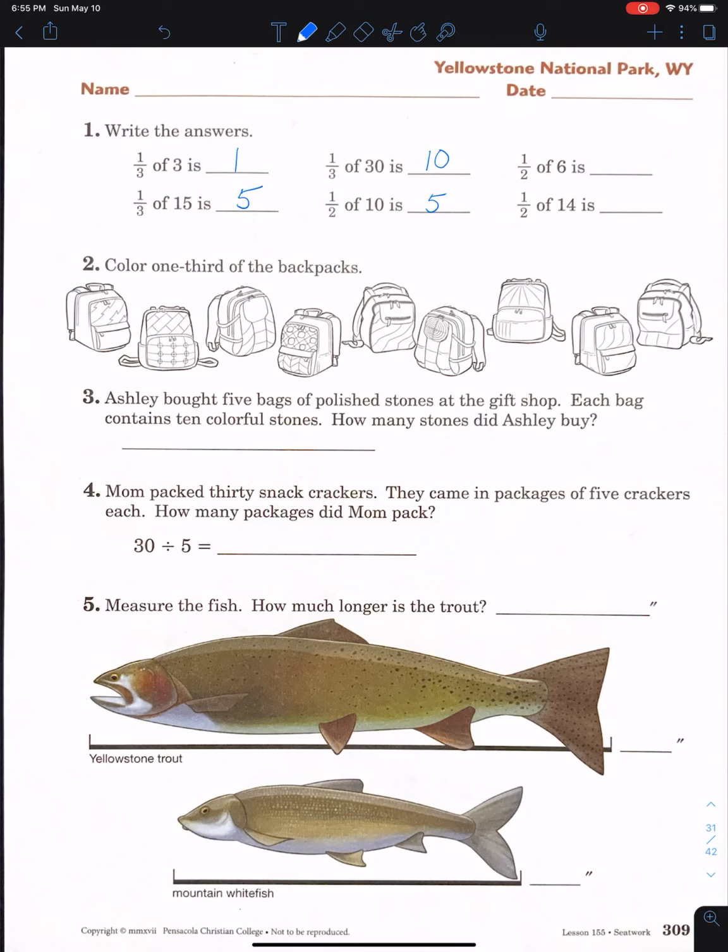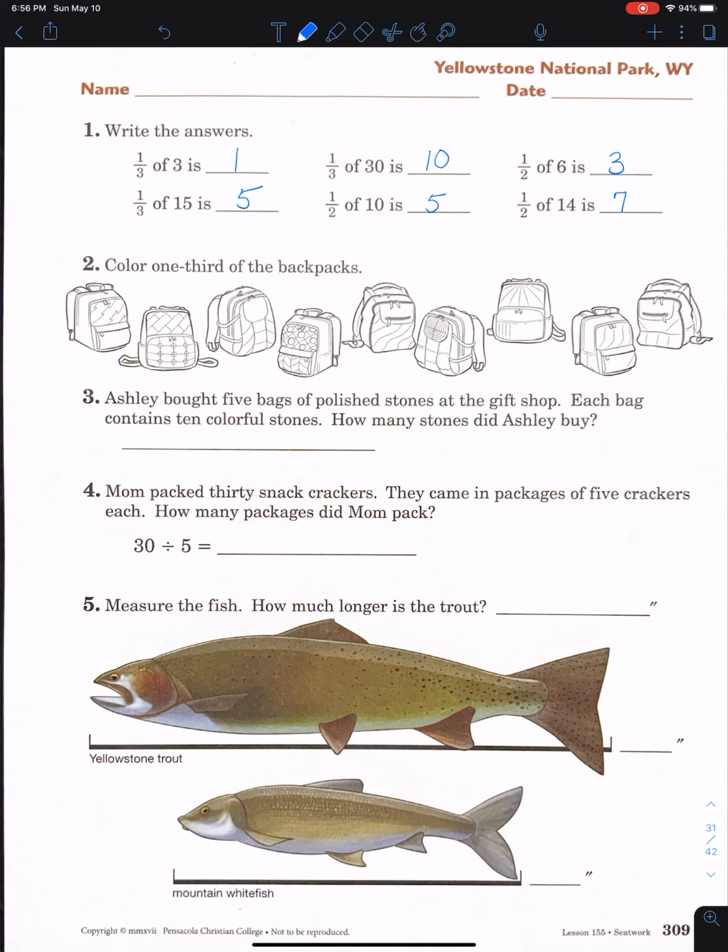What is half of 6? 1/2 of 6 is 3. And 1/2 of 14 is 7 because 7 plus 7 equals 14.